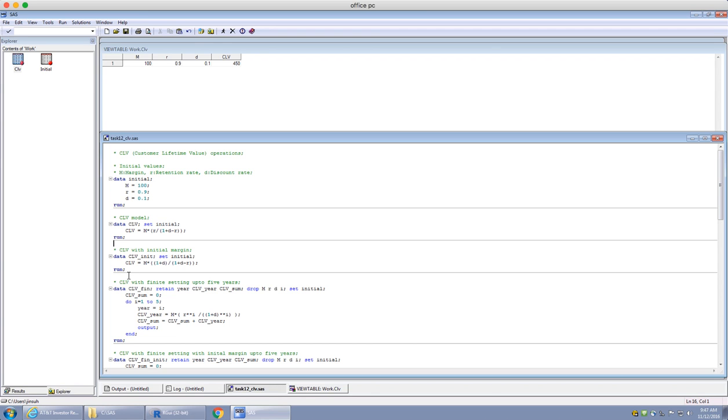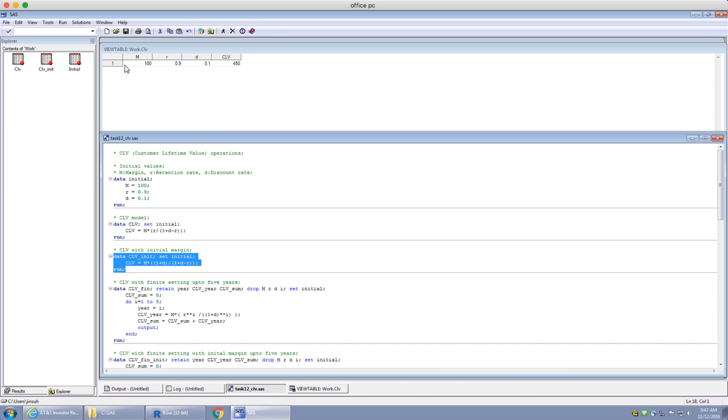Okay, the next step is if you want a CLV with initial margin. If you refer to some other books, you'll probably notice that the CLV has a slightly different formula, because it includes the initial margin compared to the original model we saw up here. The initial margin CLV formula would be M multiplied by 1 plus discount rate, divided by 1 plus discount rate minus the retention rate.